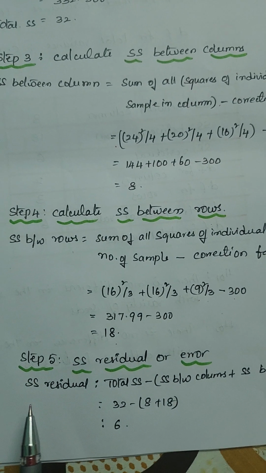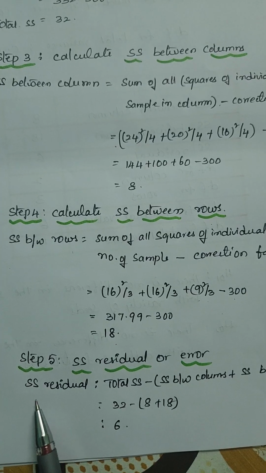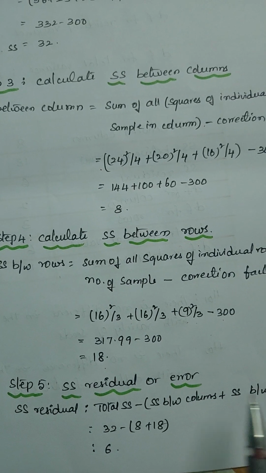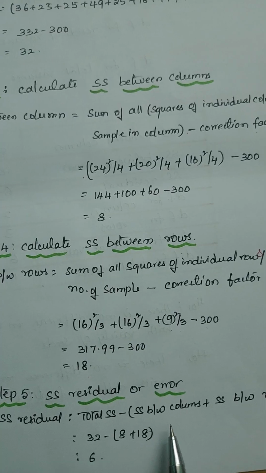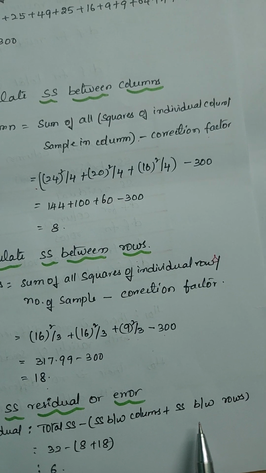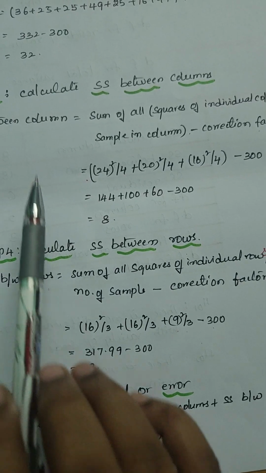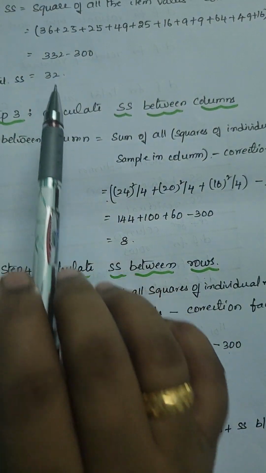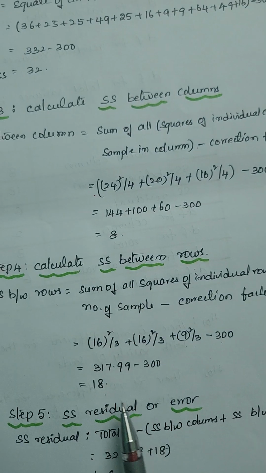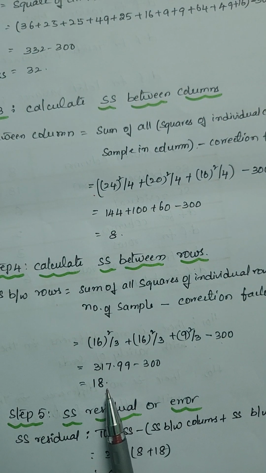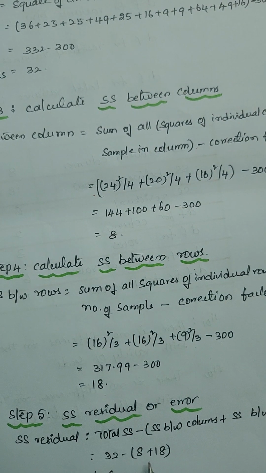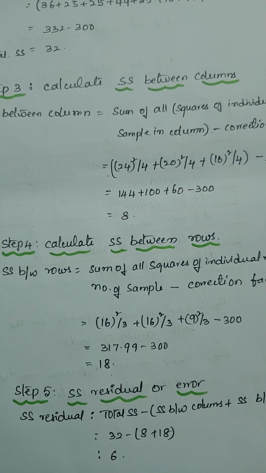Now SS residual or error. The SS residual formula is total SS minus the sum of SS between the columns and SS between the rows. Total SS is 32, SS between the columns is 8, and SS between the rows is 18. So 32 minus 8 plus 18 is 6.